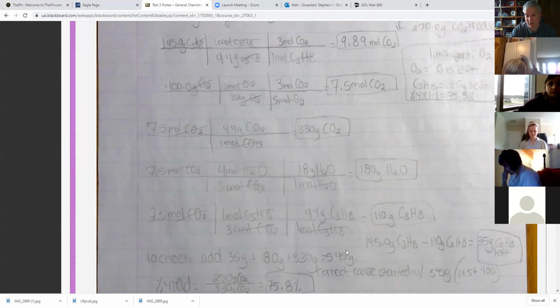Like I said, the nice thing about these problems is you can add them up. You start with 545 grams, you end with 545, so that's good. So being able to verify your work is a handy thing to do. All right. Any questions? Last chance.